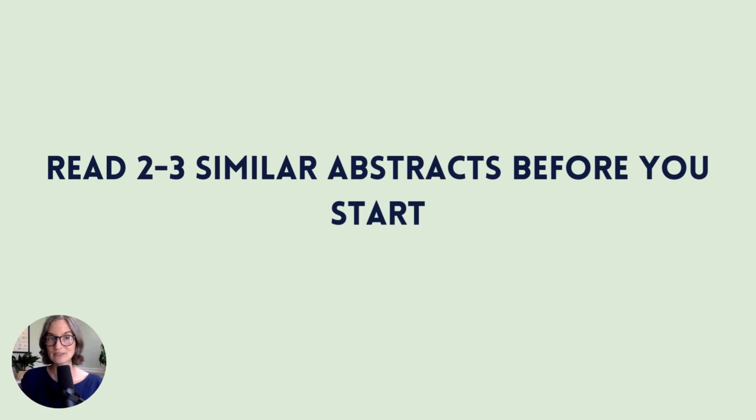You probably want to read 2 or 3 similar abstracts before you start writing yours, because you'll see there's a little bit of a formula to writing abstracts once you've read a few. So look at others to get ideas for how you might formulate that. So if you're doing a quantitative review, read some quantitative abstracts. If you're doing a qualitative review, read some qualitative review abstracts just to give you a bit more of an idea.